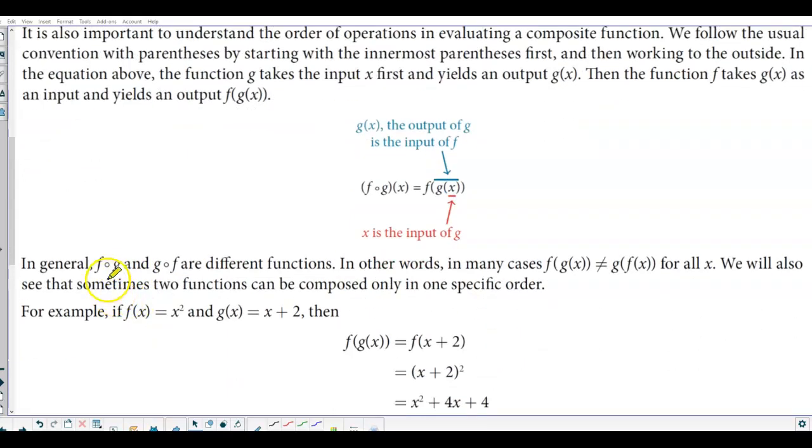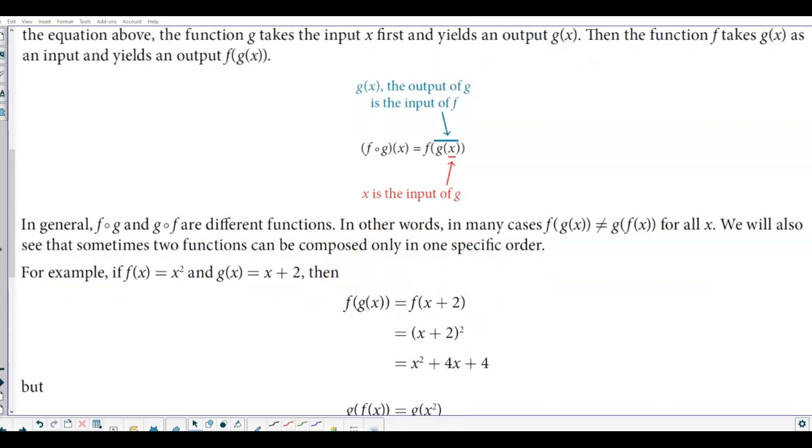Now in general, f composite g and g composite f are different functions. In other words, in many cases, f of g of x does not equal g of f of x for all x. We will also see that sometimes two functions can be composed only in one specific order. So let's take a look at an example here.